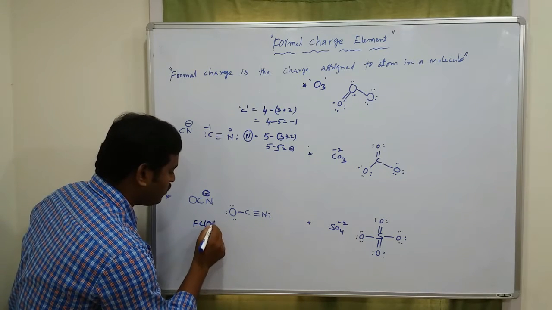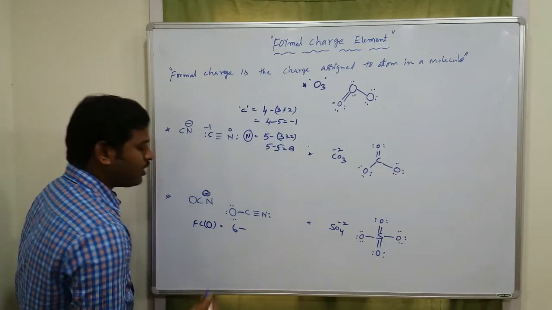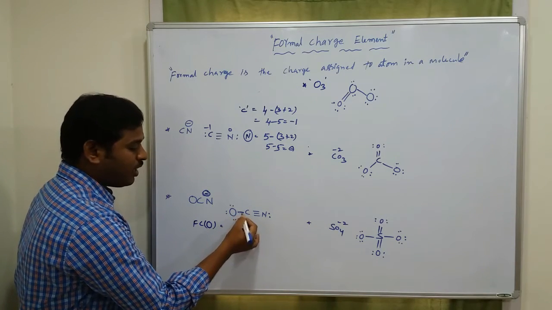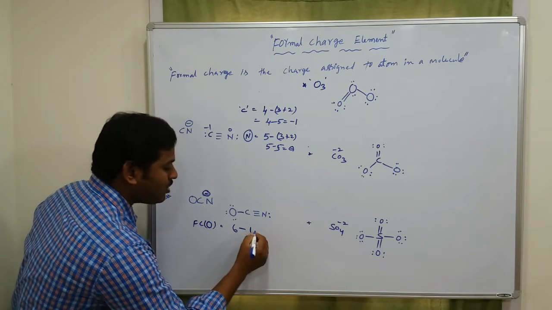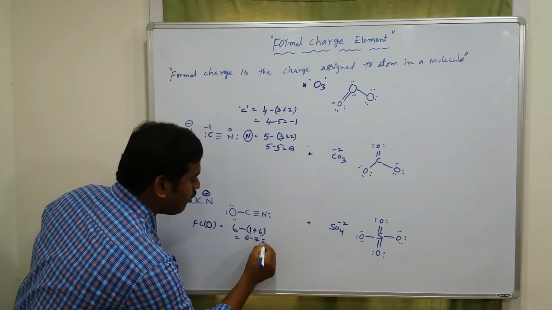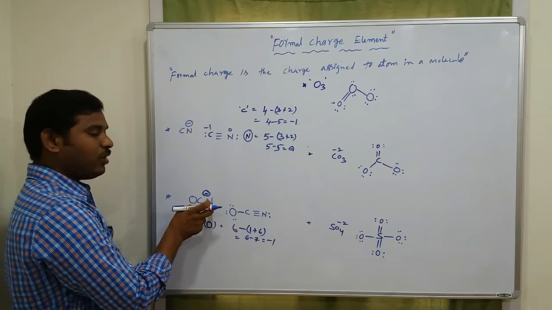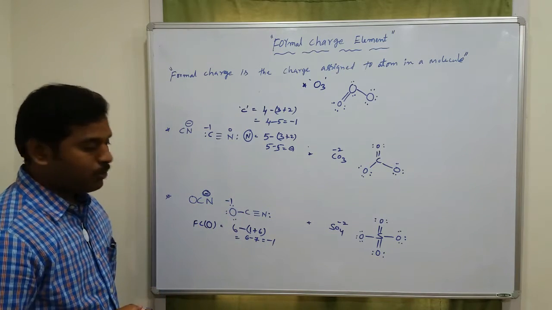Formal charge of oxygen in this atom is equal to: oxygen group number 6 minus the number of bonds around the oxygen atom. It has only one bond, and it also has 6 dots, or 6 electrons. So 6 minus 7 equals minus 1. So in the oxygen minus ion, oxygen carries a formal charge of minus 1.